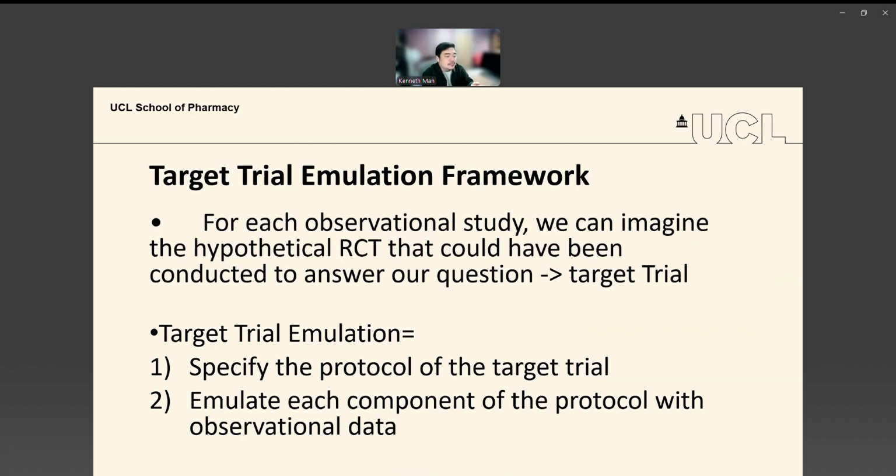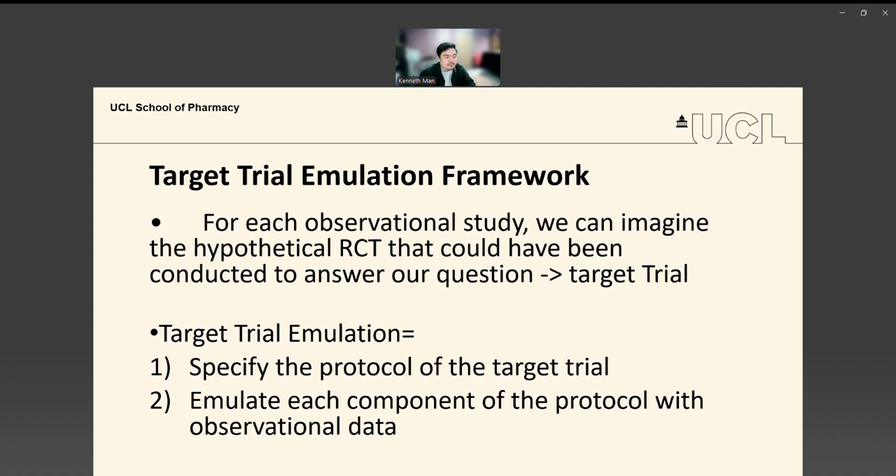The target trial emulation framework is a framework in which we try to imagine a hypothetical clinical trial that could be conducted to answer our question of interest. But here we are talking about a causal question. So such an imaginary or hypothetical trial is what we call the target trial. And by means of emulation, we are going to specify the protocol of this particular target trial, and we are going to emulate each of the components in this trial protocol with the observational data.